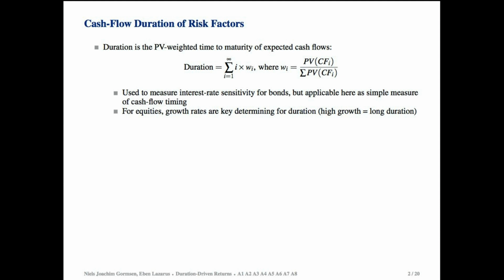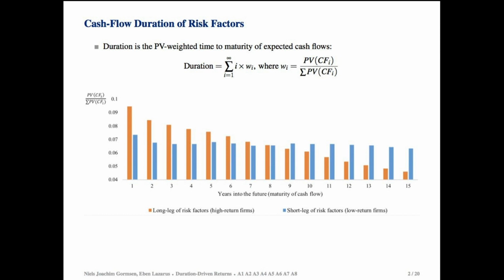So what we then do is we take the firms in the major risk factors and look at what they look like in terms of duration. Here what I'm plotting is the future 15 years of cash flows for firms in the long and the short leg of the risk factors, years after portfolio formation for the firms in the long leg and the short leg, and then we look at how big the cash flows are and calculate their weight relative to their present value.